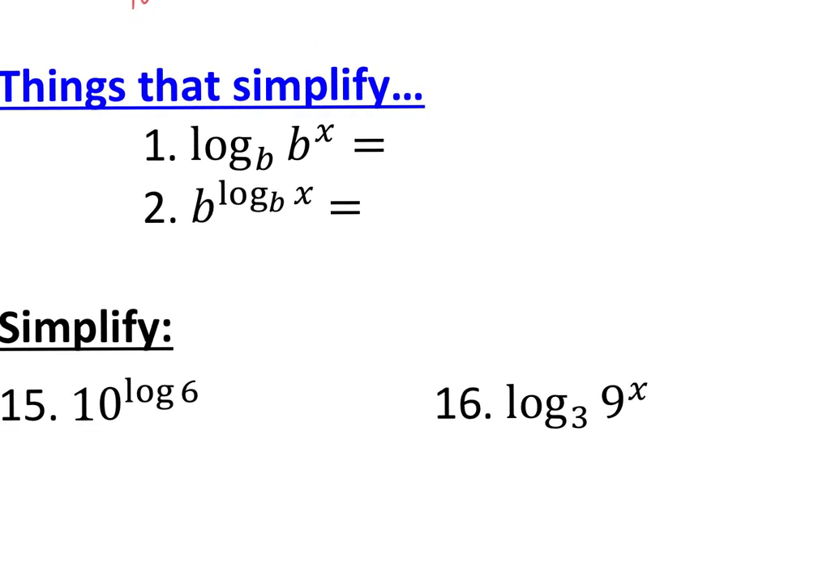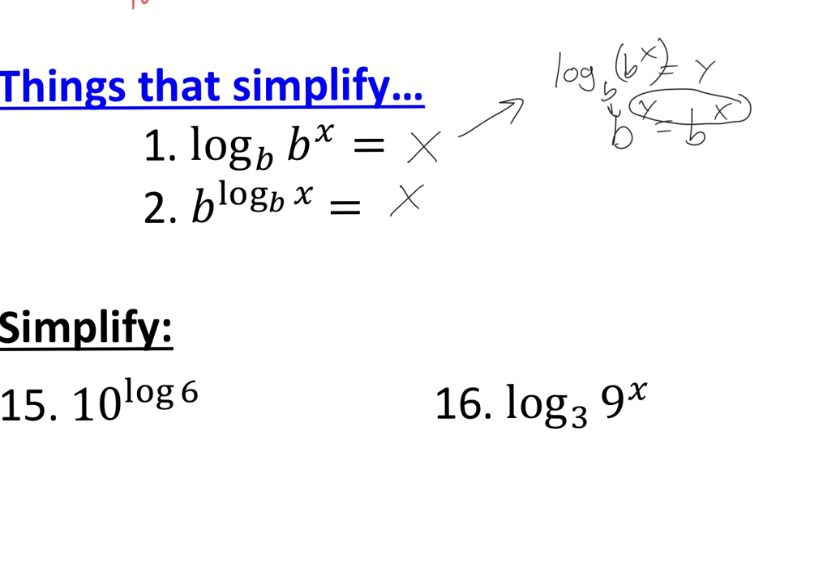A couple things that you need to know about logs, some simplification rules. These both just equal x, but I want to explain why. Let's start with the first one, log base b of b to the x, and let's just call it y. So this is what's inside my log. Remember, to rewrite this, I would write b with the exponent y equals the thing inside the log, b to the x. And then you can see the bases are the same, therefore the exponents have to be the same. So I said it's equal to y, but we just established y and x are the same, and so that's how I know it's equal to x.